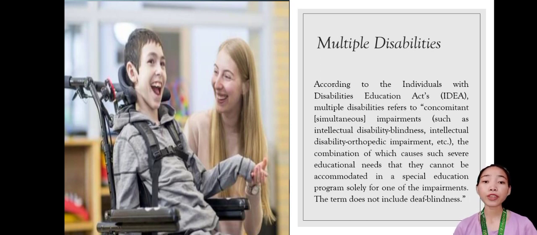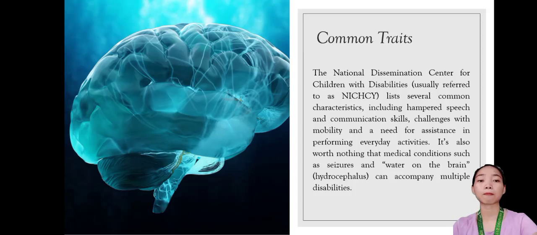Why? For the IDEA, there is a separate category of deaf-blindness, since multiple disabilities must be the combination of intellectual disability and blindness, intellectual disability and orthopedic impairments, that causes someone to have problems with their mobility and the like, which doesn't fall under the category of deaf-blindness.